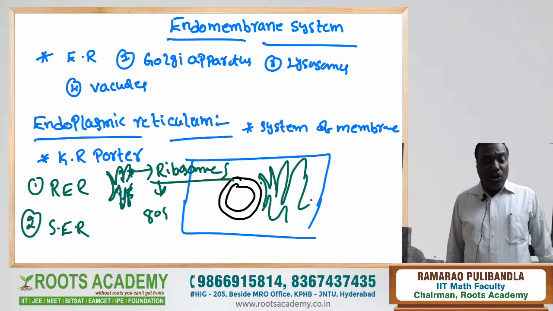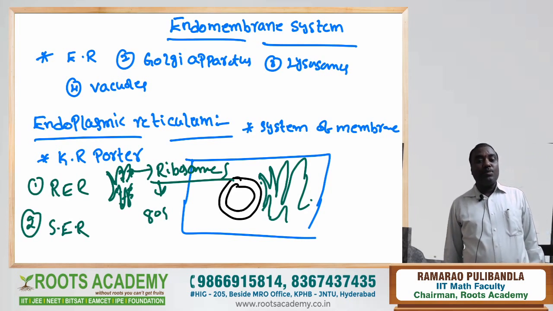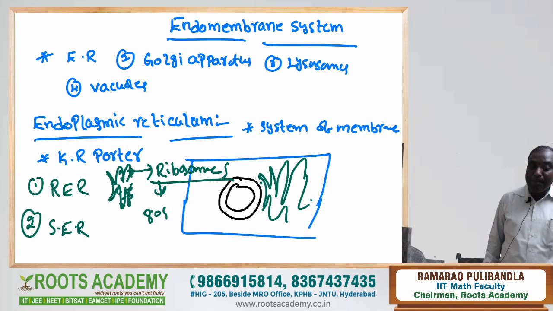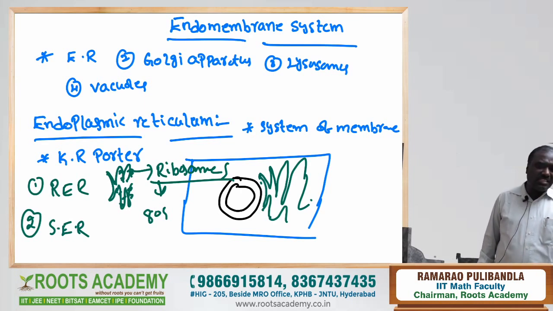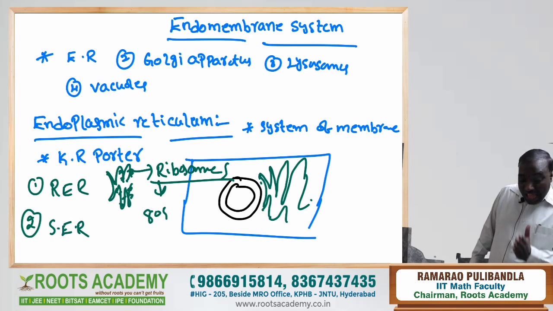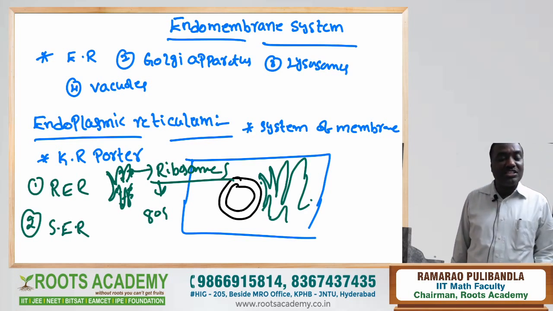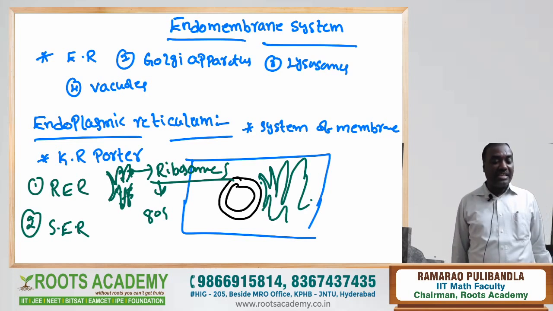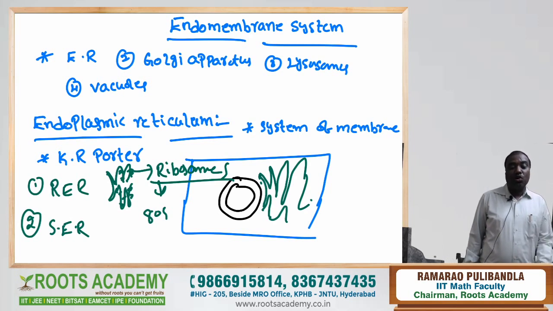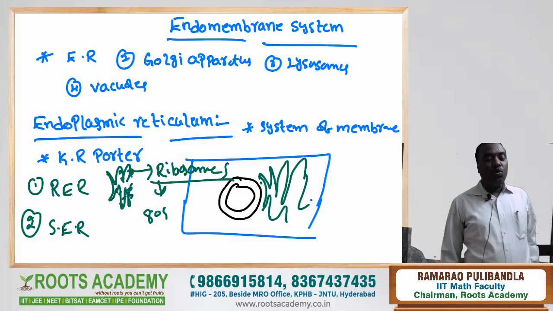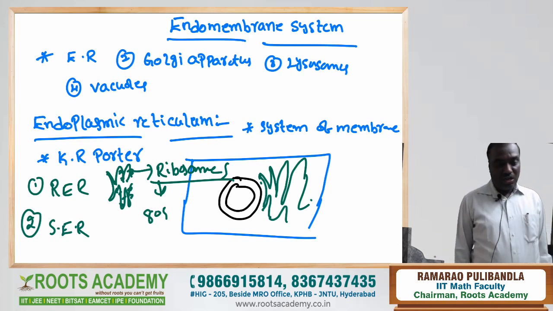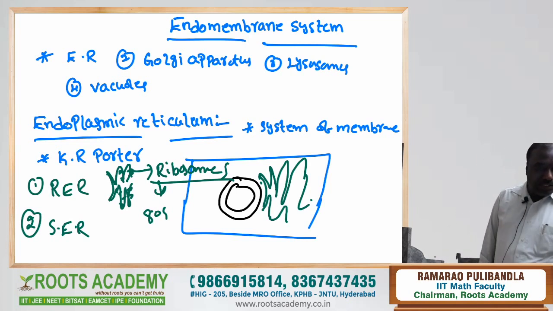Here, the smooth endoplasmic reticulum is responsible for lipid synthesis. Especially in the animal cell, it is responsible for synthesis of steroidal hormones such as testosterone, estrogen, and progesterone. All these are produced from the smooth endoplasmic reticulum. Okay, this is about endoplasmic reticulum.